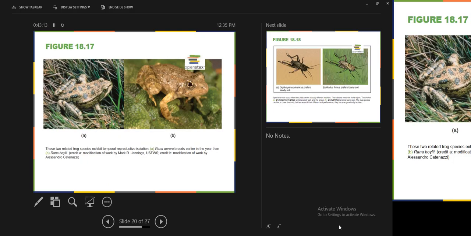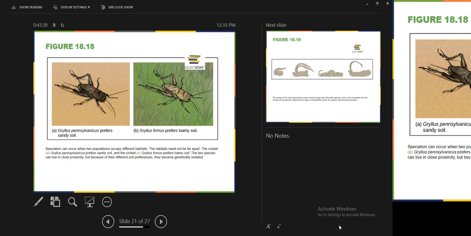So here are two frog species that are a representation of the temporal isolation. Rana aurora breeds earlier in the year. Rana boylii breeds later in the year, so they don't reproduce at the same time. Now, two species of crickets. They're in the same geographic area, but they prefer two different habitats. So you've got Gryllus pennsylvanicus in sandy soils, and Gryllus firmus in grassy soils.